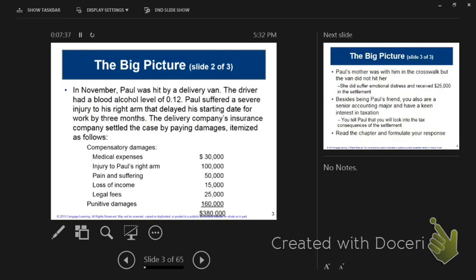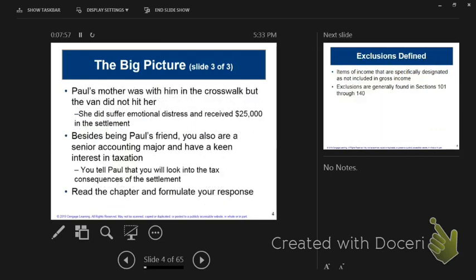In November, he was hit by a delivery van, and the delivery van driver's blood alcohol was 12%. He suffered a severe injury, and that delayed his starting date by 3 months. The delivery insurance company settled with those charges, and it kind of lists them out, which we'll talk about later, for a total of $380,000. His mom was with him, but the van did not hit her, but she had emotional distress and received $25,000.